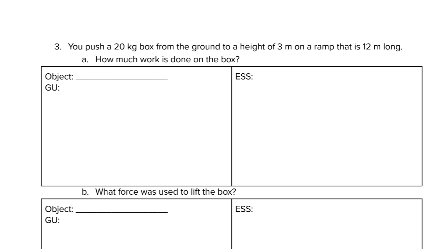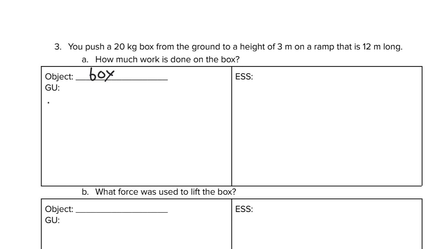All right, things are about to get a little bit dicey in some of our next few scenarios. Question 3 says you push a 20 kilogram box from the ground to a height of 3 meters on a ramp that is 12 meters long. The question is, how much work is done on the box? So our object here is once again our trusty old box. But we've got some kind of weird information this time.